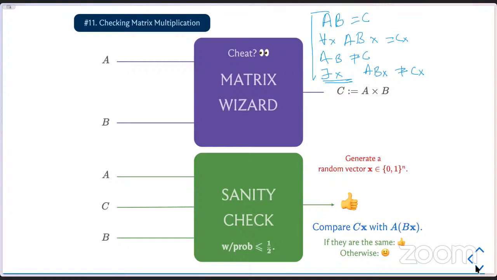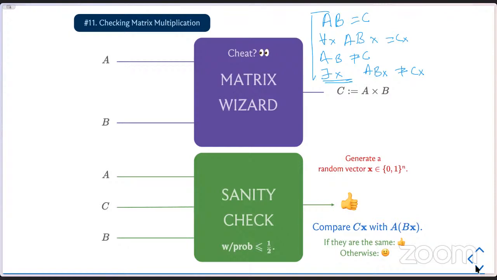When the sanity check algorithm outputs suspect, you can be absolutely sure that there was a problem, because that means you actually have a witness: an X for which CX is not equal to ABX. So you know for sure that C was not equal to A times B. But if your sanity check algorithm gives a thumbs up, then it could be that this was a genuine algorithm and C equals A times B, but it could also be that C is not equal to A times B, and we have generated a poor choice of X where ABX and CX happen to look the same.